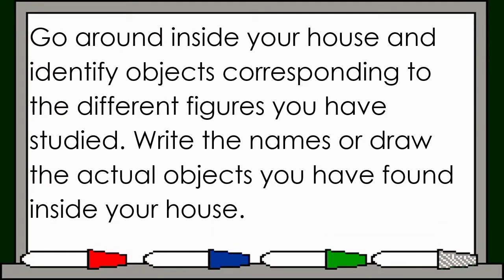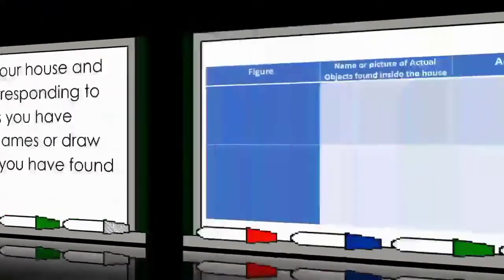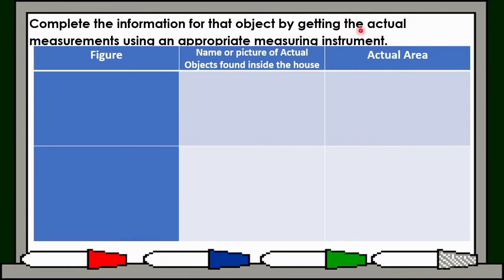Let's have an activity. Go around inside your house and identify objects corresponding to the different figures you have studied. Write the names or draw the actual objects you have found inside your house. Complete the information for that object by getting the actual measurements using an appropriate measuring instrument. So, yung mga nakita nyong objects inside your house, you will get the actual area.